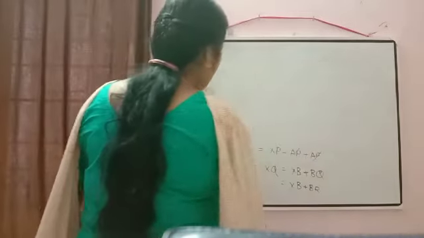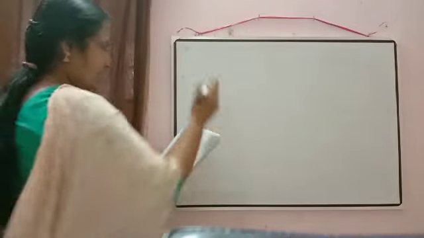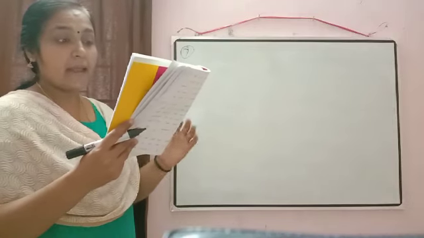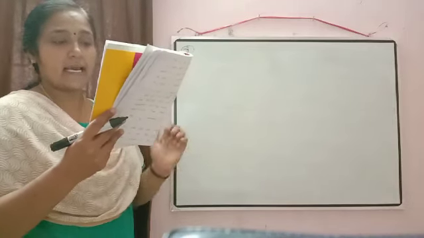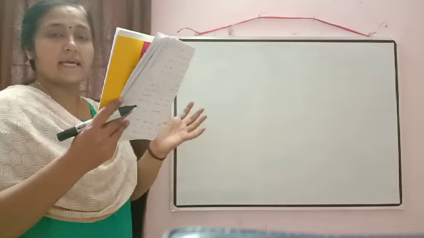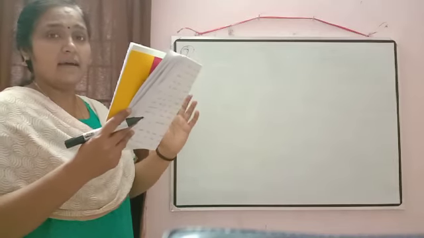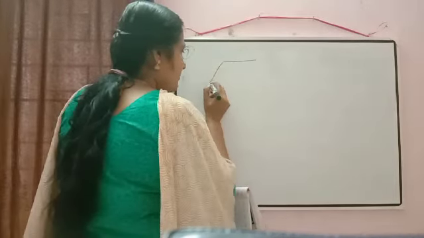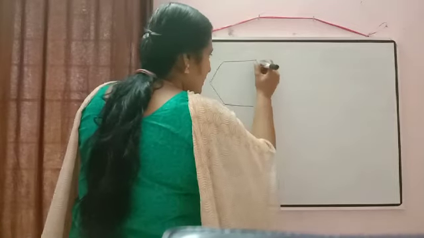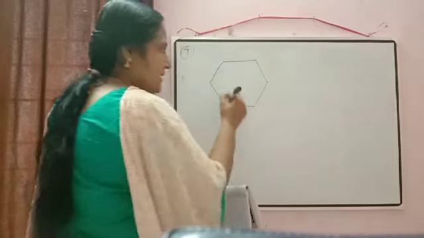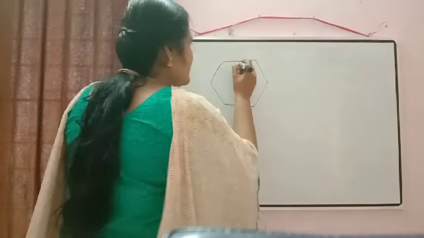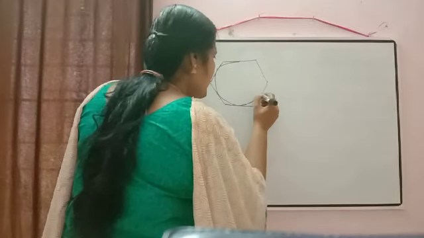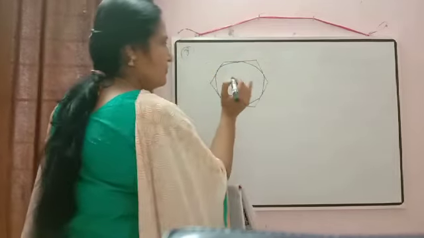Okay, now check the next question. Question number 7 is: if a hexagon ABCDEF circumscribes a circle. Hexagon circumscribes a circle means the hexagon is outside the circle. So first we can draw the hexagon. Then inside we will draw the circle in such a way that each side of the hexagon works as a tangent to the circle. So you draw properly there.